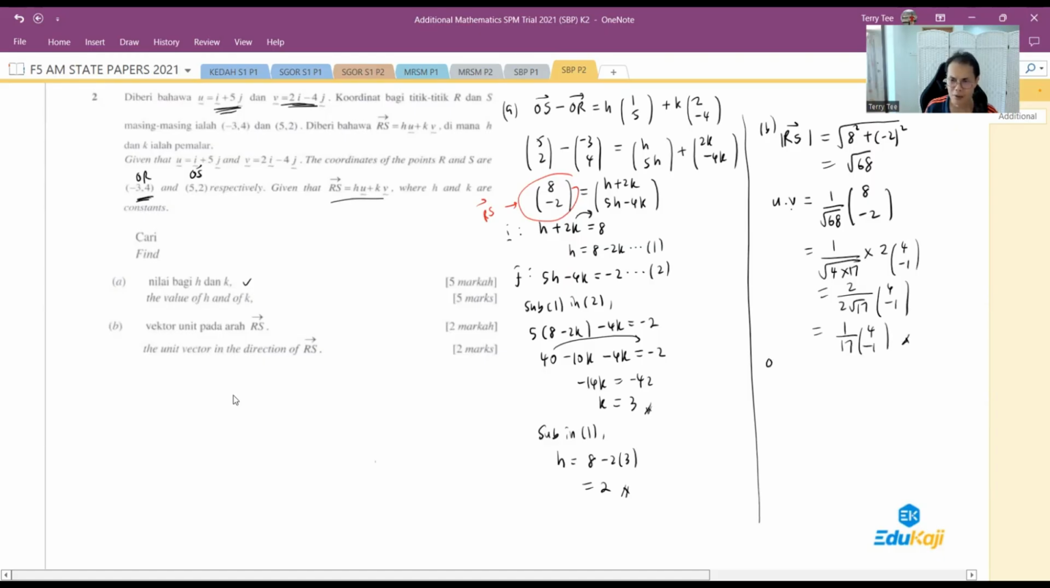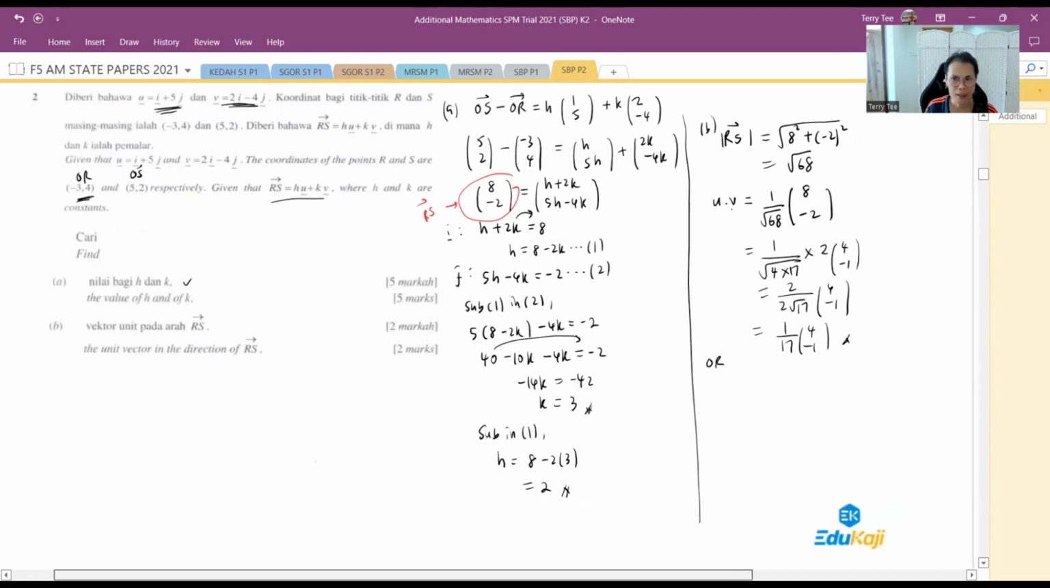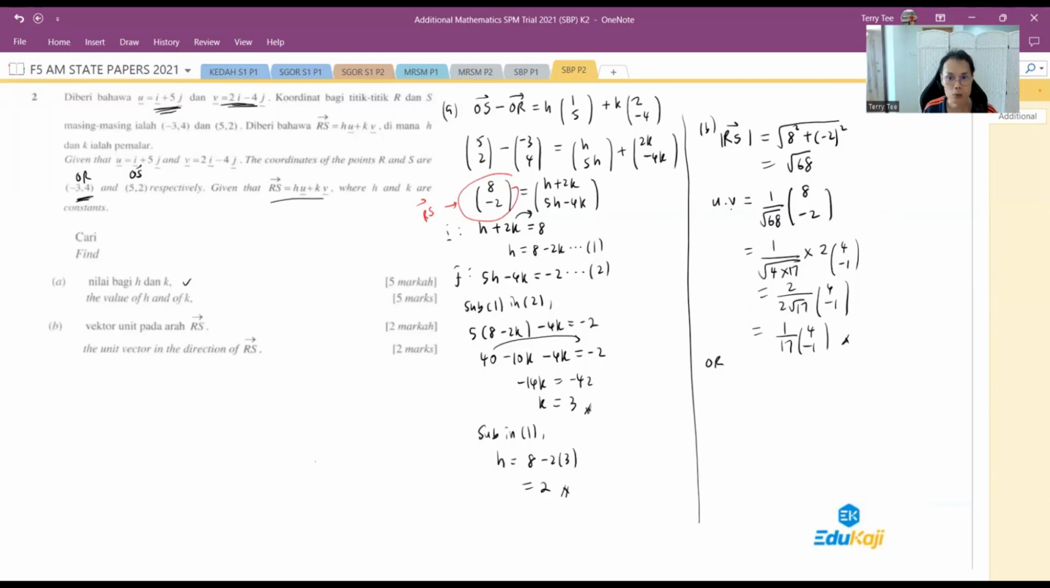Now, for me, I don't like to use this because, number one, it's very, very long. And sometimes some of us tend to forget to simplify this to the lowest term. So for me, if I can see that my RS has a common factor, like 8 and minus 2, you can see here, your common factor is 2. We'll just take out 2, leaving 4, minus 1. Rather than finding the unit vector for the whole of RS, I just find the unit vector of (4, minus 1).